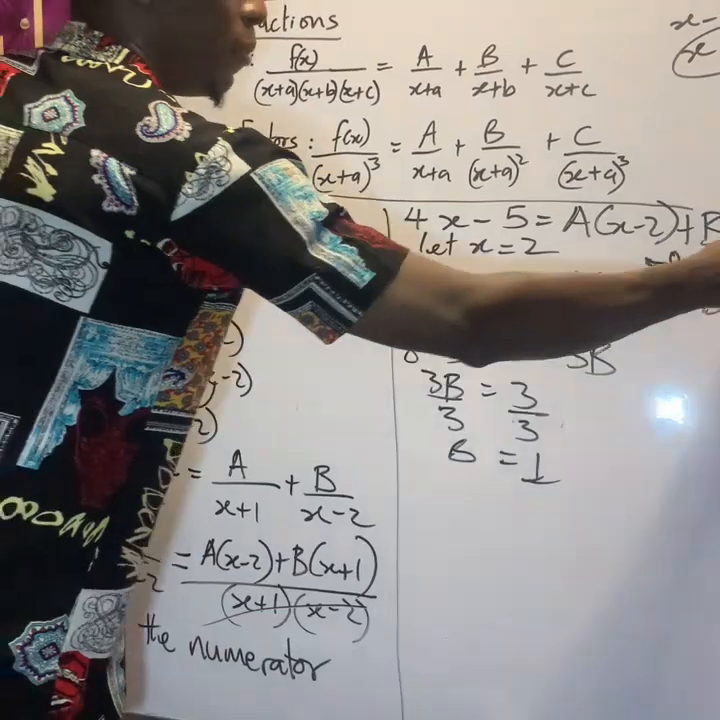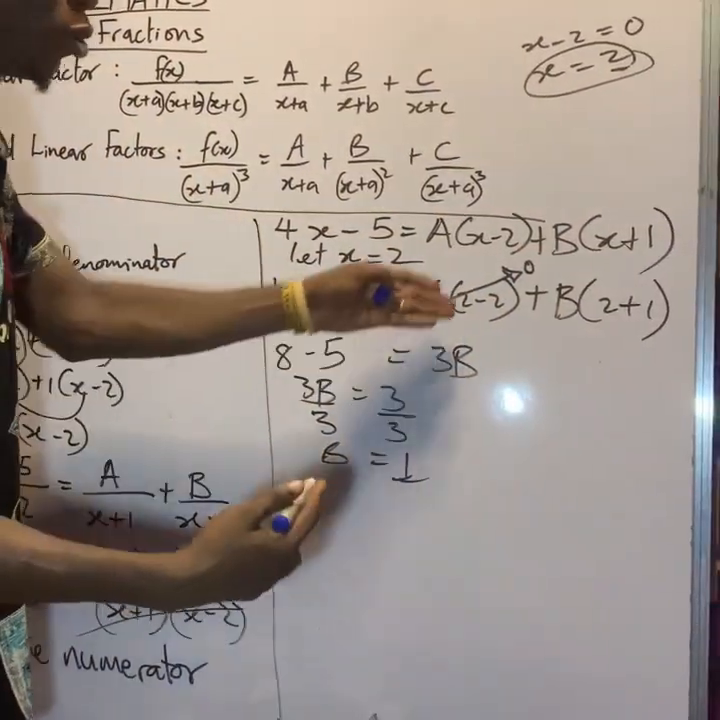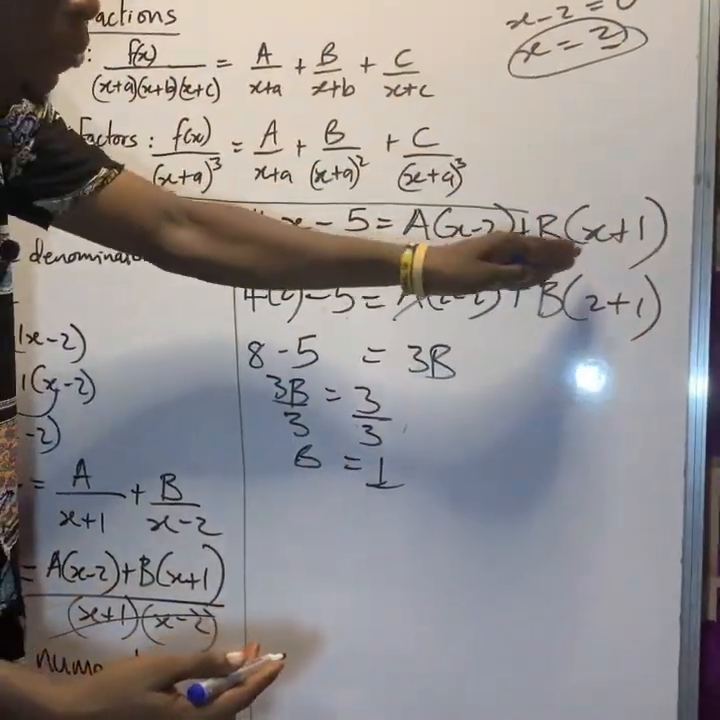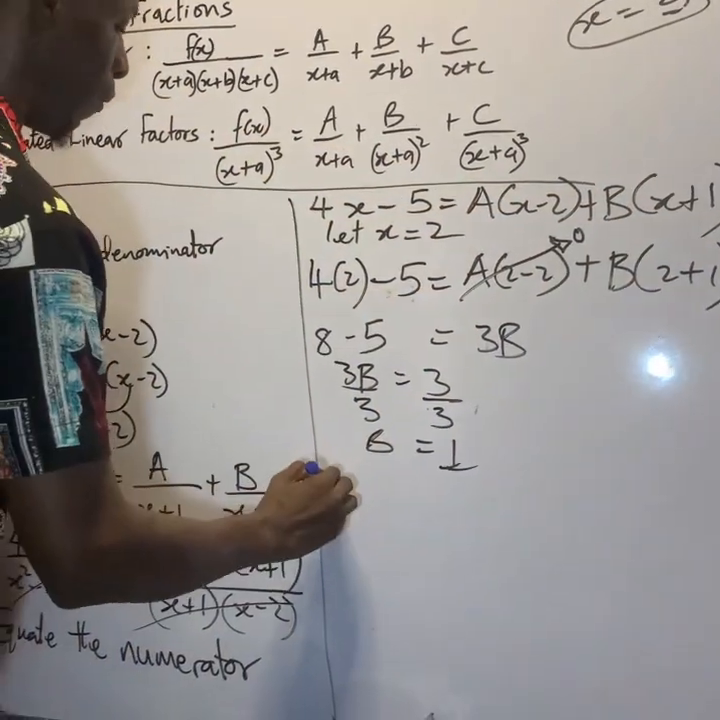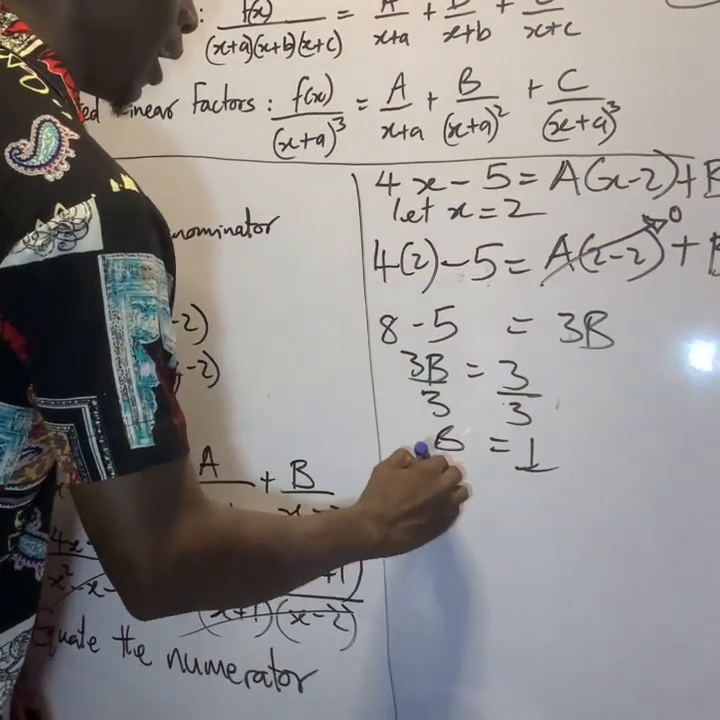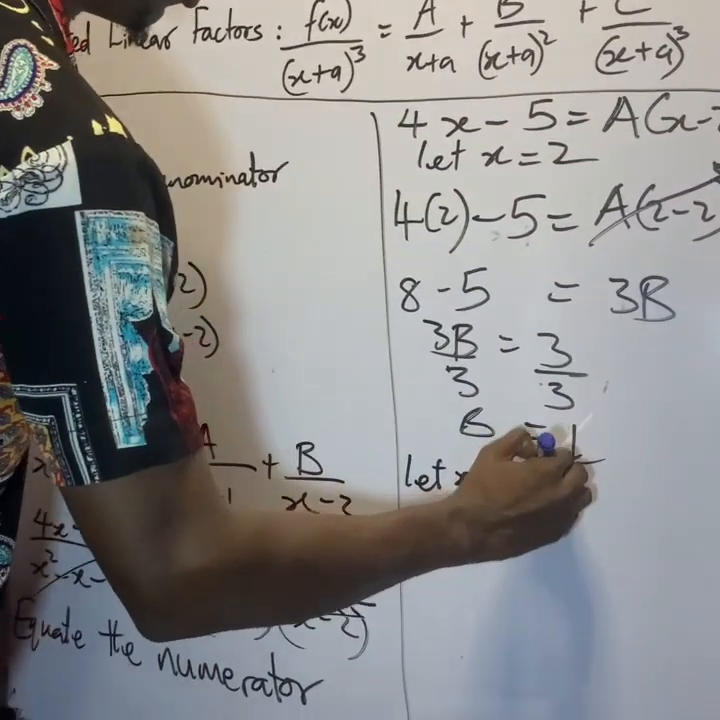Now, we are continuing with this calculation. We have gotten the value of b to be 1. Now I want to look for the value of a here. So what we'll do is to eliminate this, and to eliminate it, I've taught you how to do it before using this kind of example. With that, I know that x is equal to what? Minus 1. So we have let x equal to minus 1.